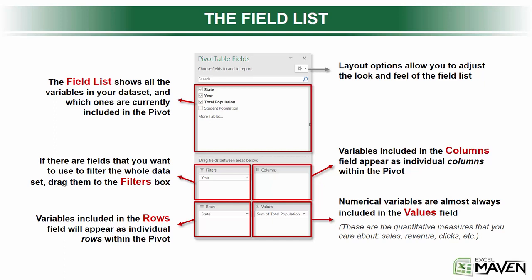And then finally we have the filters box in the top left, where we can store any field that we might like to use to filter the entire pivot table view. By dragging in year, like we see here, we're now able to view state populations for any specific year or any specific subselection of years by manipulating that filter. So let's jump into Excel and actually practice this.